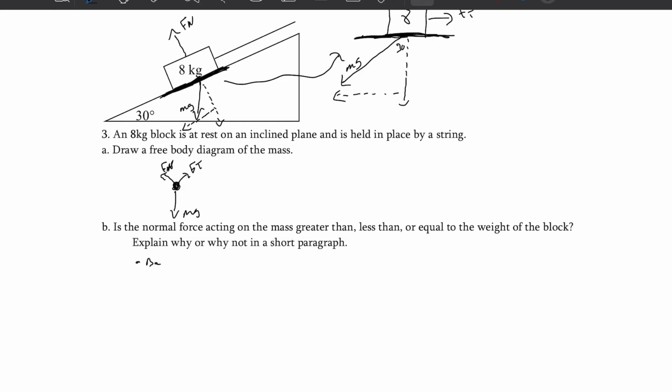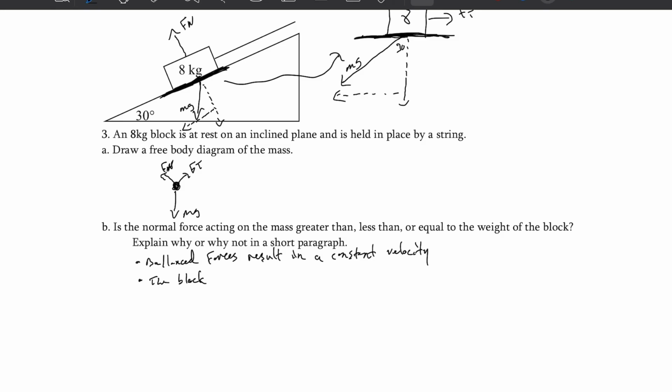Is the normal force acting on the mass greater than, less than, or equal to the weight of the block? Explain why or why not in a short paragraph. Well, look at my free body diagram that's kind of at the top, being cut off a little bit now on the screen. Is force normal balanced with mg? Or is force normal balanced with a component of mg? Isn't it just a component? A side that is smaller than the hypotenuse? So it's just a component, it's going to be something less. So we know the answer, but we got to ask ourselves why.